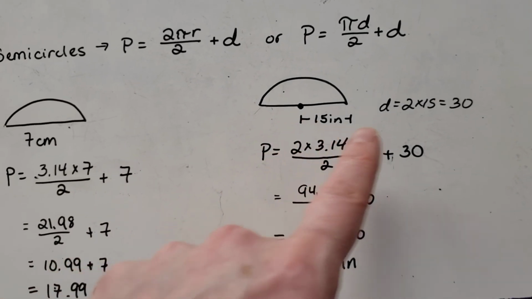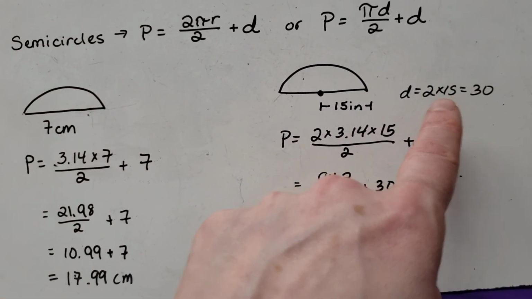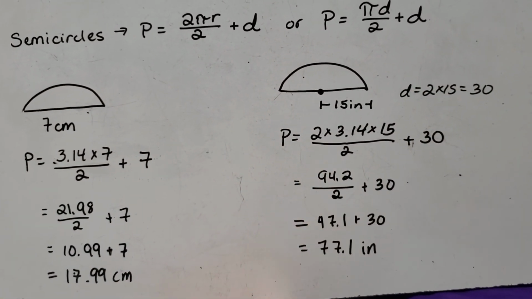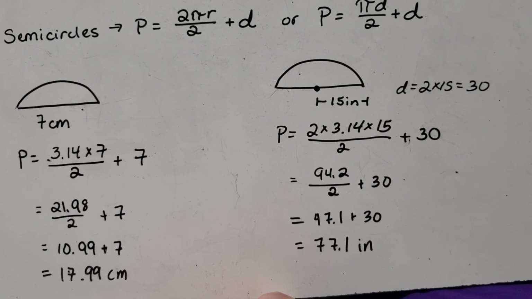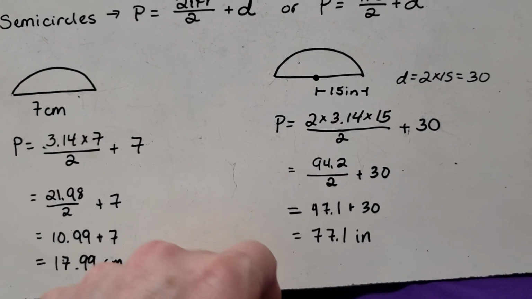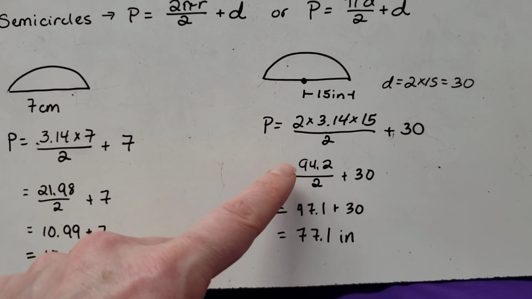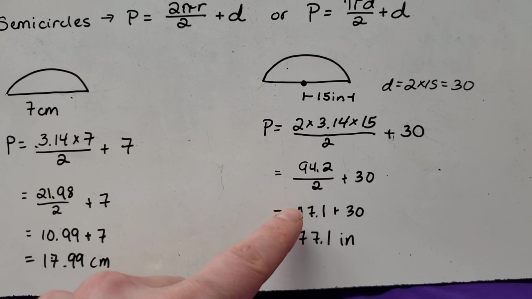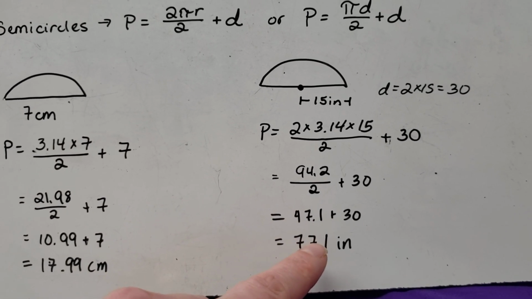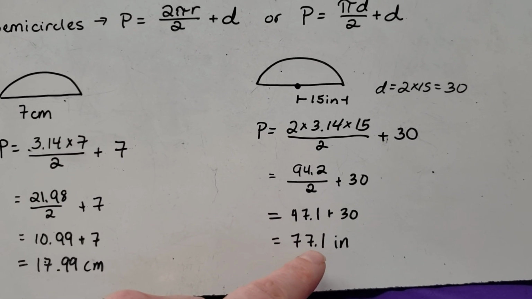If you have a radius, you can go find the diameter. 15 times 2 is 30. 2 times 3.14 times 15 divided by 2 plus 30. So you do the first part of the fraction. That's 94.2 divided by 2 is 47.1. And at the end, you add 30 to get 77.1 inches.